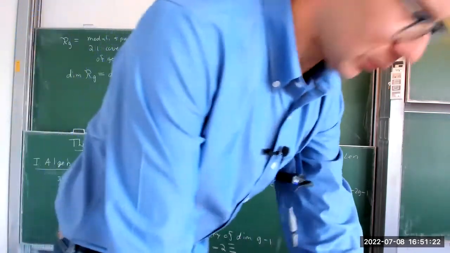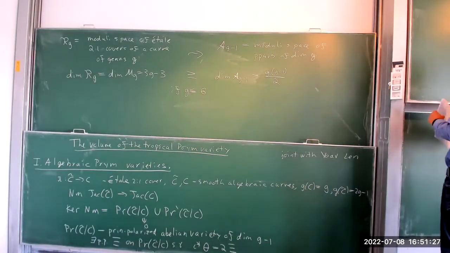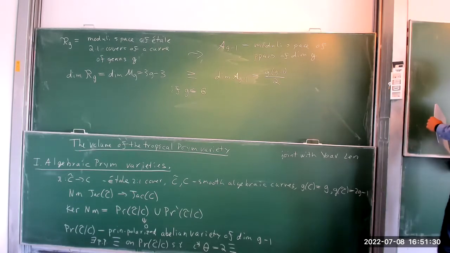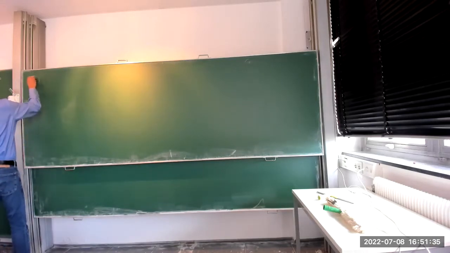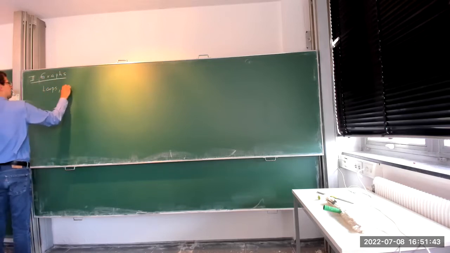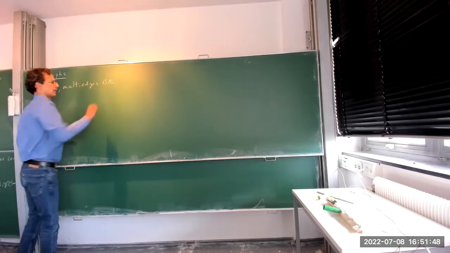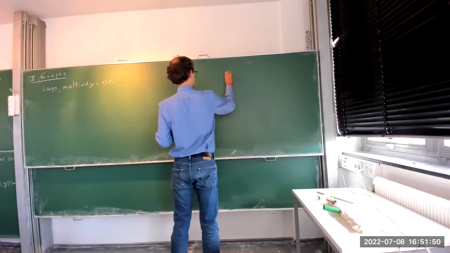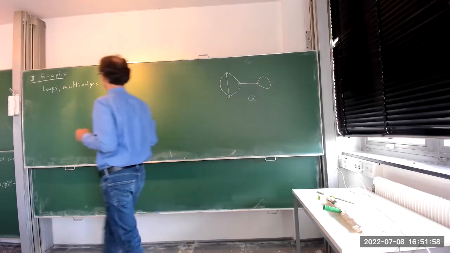Okay, so now I want to start talking about graphs. I'm moving to this board. Okay, so my graphs are allowed to have loops and multi-edges. So here would be an example of a graph that has both. So this is a graph G.